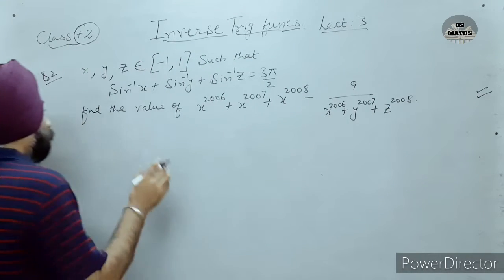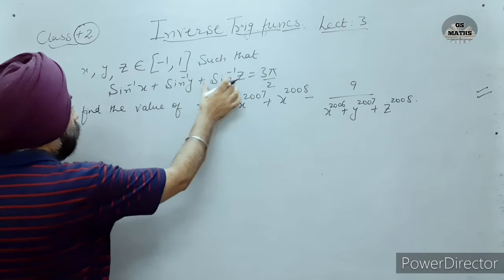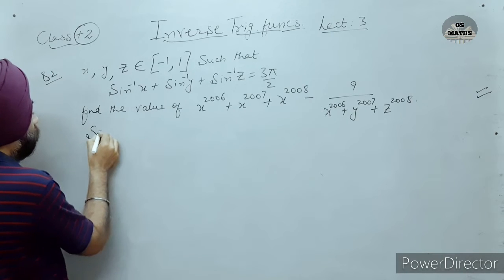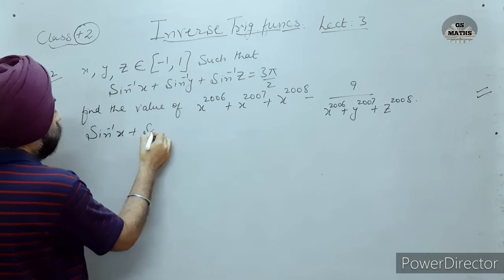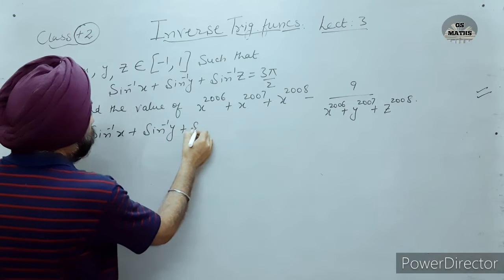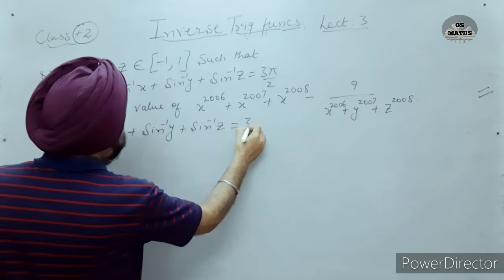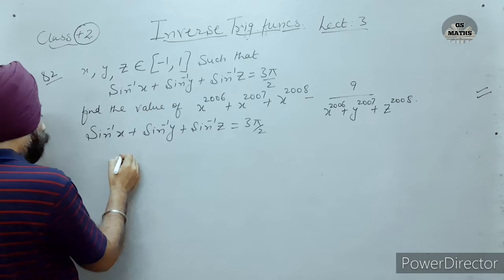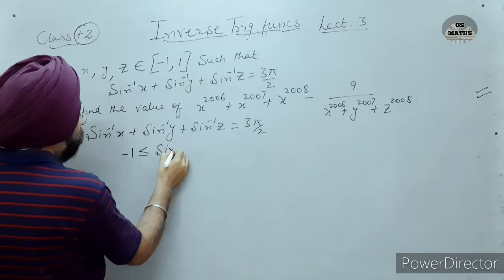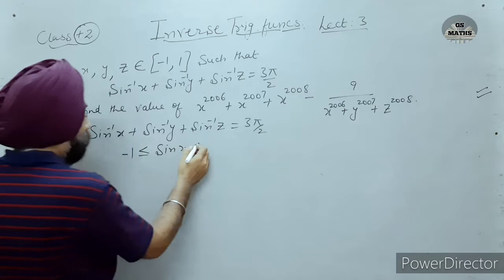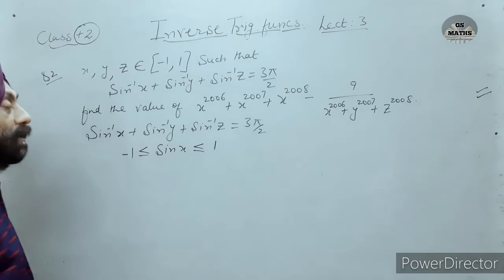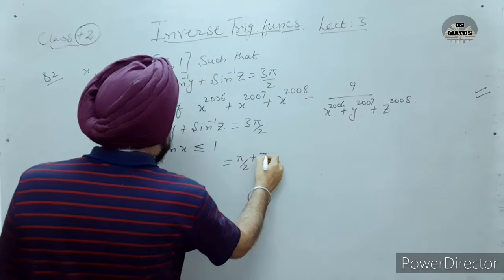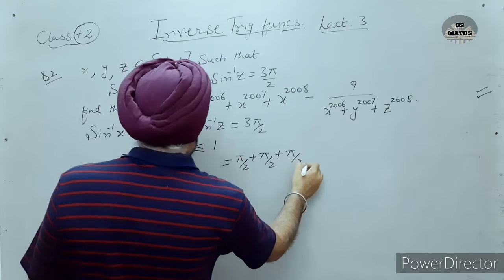Now sine inverse x plus sine inverse y plus sine inverse z is 3 pi by 2. This is given to us. Let me write down once again. Sine inverse x plus sine inverse y plus sine inverse z is 3 pi by 2. Now we know the minimum value of sin x is minus 1, and the maximum value is positive 1. So I can break this as pi by 2 plus pi by 2 plus pi by 2.